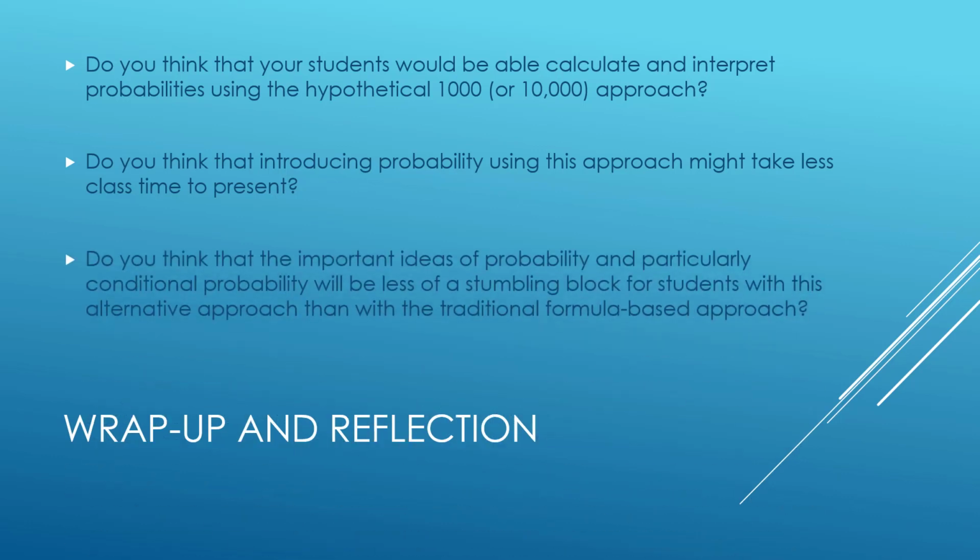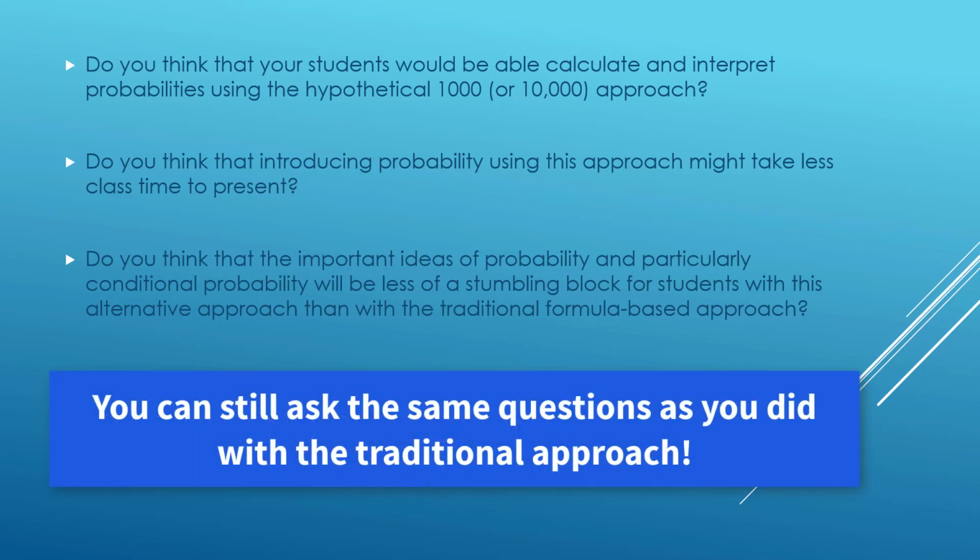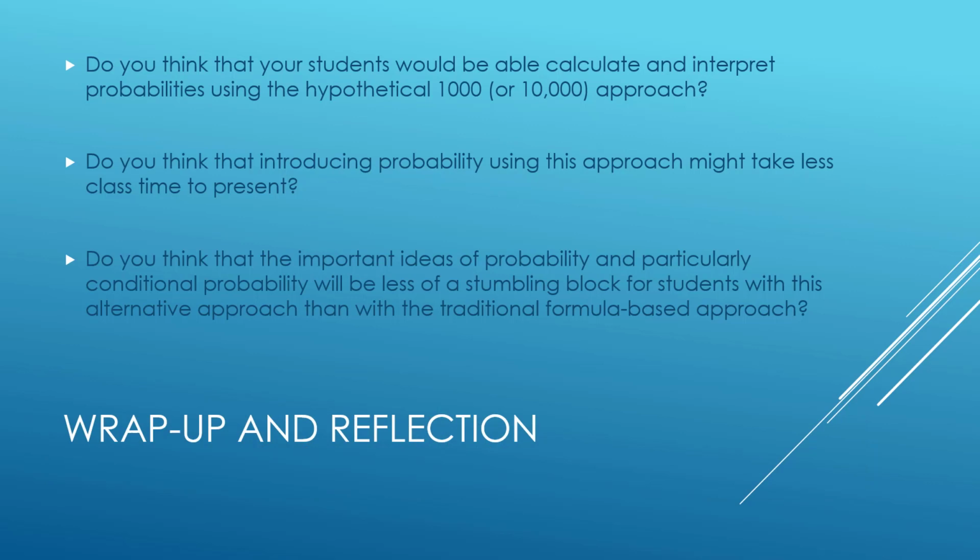And do you think the important ideas of probability, especially, remember we're going to build on it later, conditional probabilities, is that going to be less of a stumbling block now that we're using this approach as opposed to that formula-based approach? I hope you can see that this different approach doesn't change the questions that you can ask. You can still ask the exact same questions you had before. The only difference is you may not have to go through a lot of substantive build-up to the formulas, explaining where the formula comes from, why we need it, and instead can get to the heart of the issue and really identify the concepts that are critical in a much more efficient way.